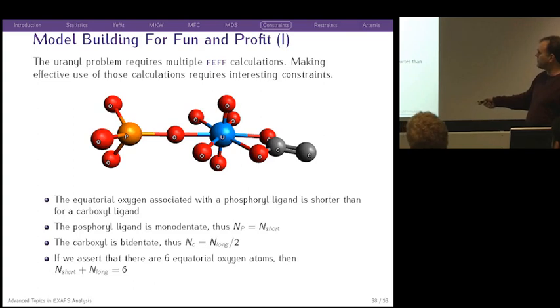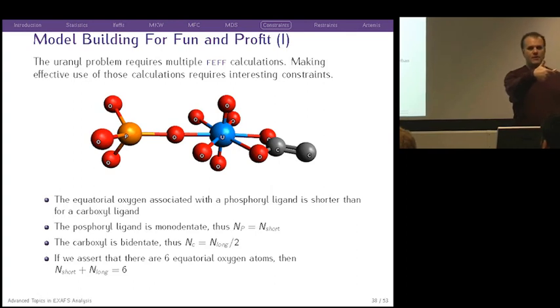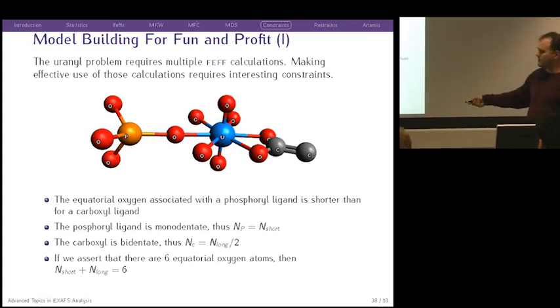So we don't actually have 4 distinct parameters. In fact, we only have 1 parameter, right? If we assert that there are 6 oxygens in total, then the only variable is, say, the number of short atoms. That's floated in the fit, and all 3 of these other numbers can then be evaluated based on the current value of n short. How is that done? Well, it's done like this.